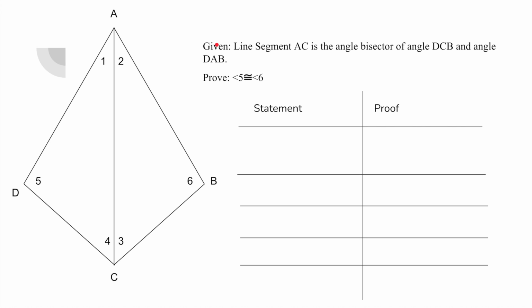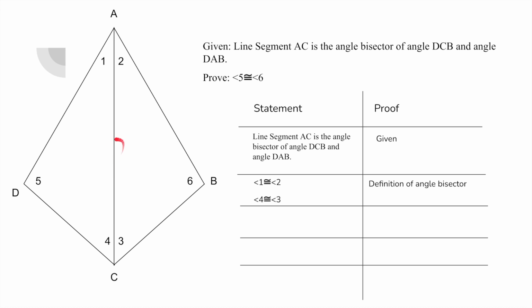But for our second one, let's analyze the given. It is said that line segment AC is an angle bisector. So wouldn't that mean that angle 1 is congruent to angle 2 and angle 4 is congruent to angle 3? Yes, it does mean that. So let's place that as our second statement.